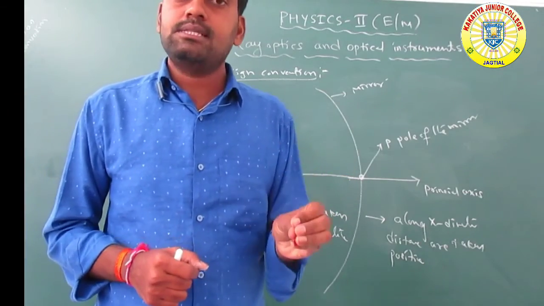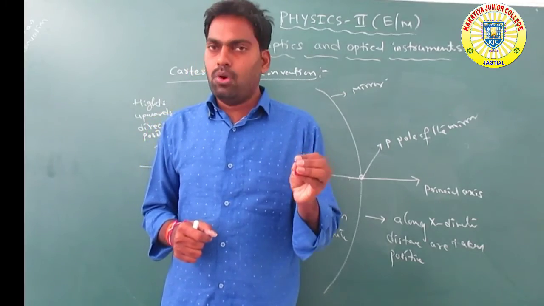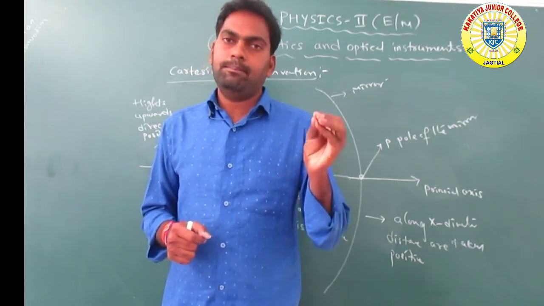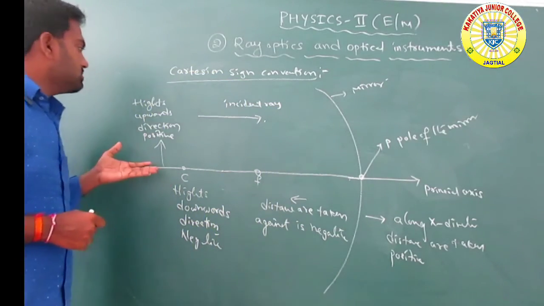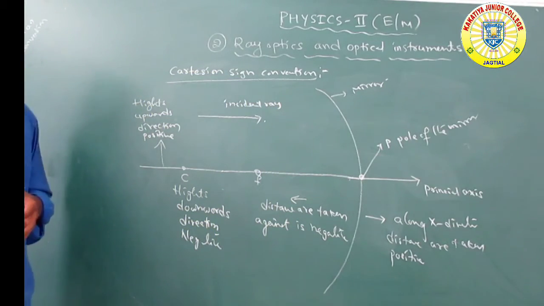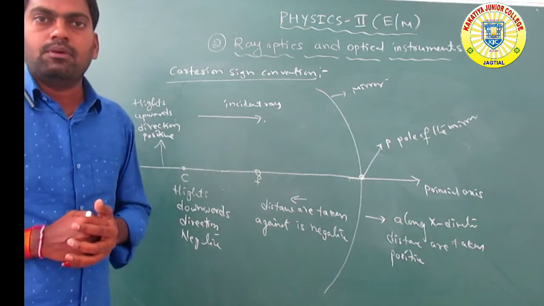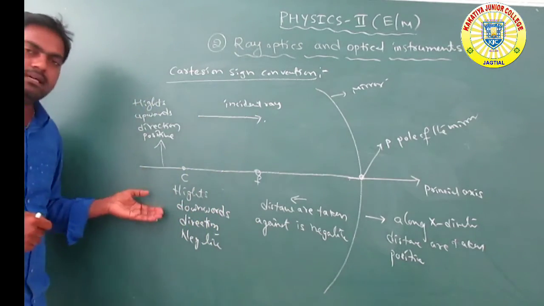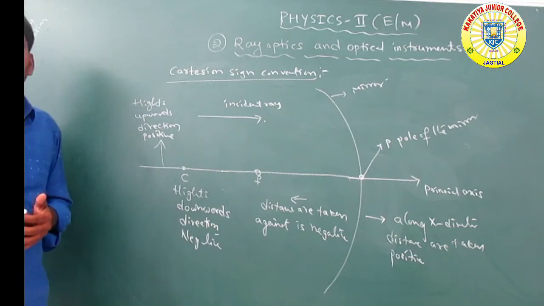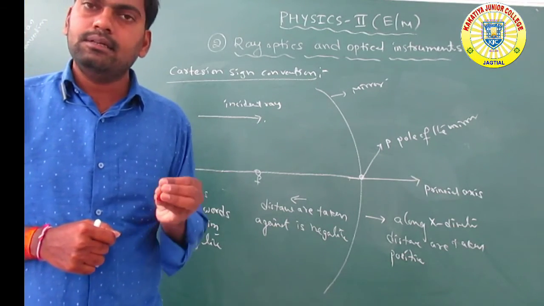All distances are measured from the pole of the mirror. Next, the heights measured in the upward direction are taken positive, and the heights measured in the downward direction are taken negative.